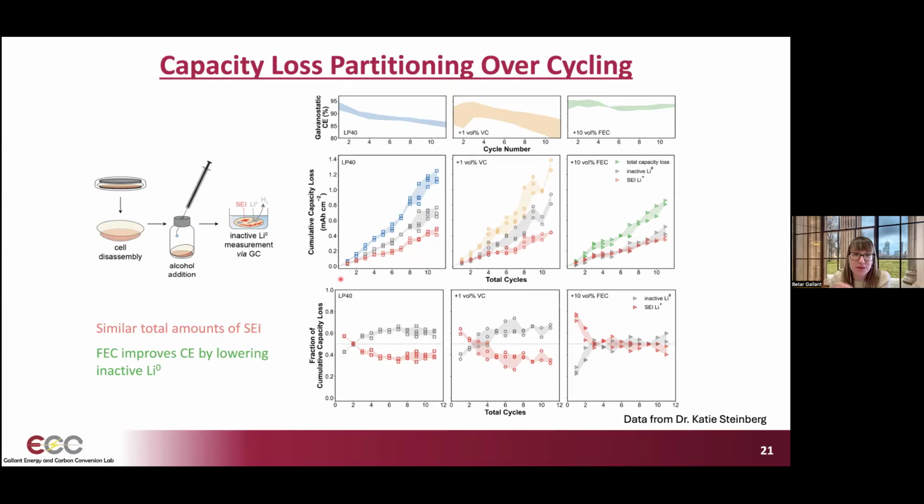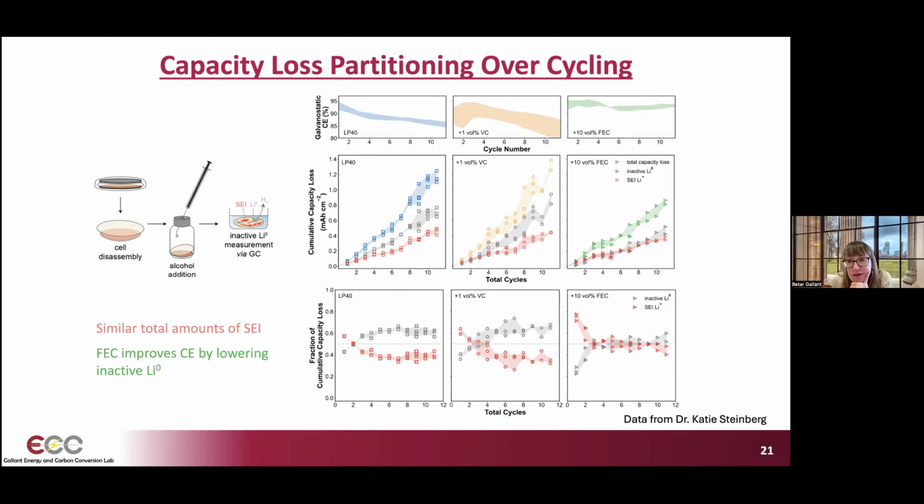So the differences in cycling are not obviously attributable to vast differences in SEI thickness or accumulation. But what really makes a difference is the dead lithium. We see in the LP40 case and the VC case that the majority of the capacity loss goes to lithium 0. This is further emphasized by this fraction of cumulative capacity loss shown here.